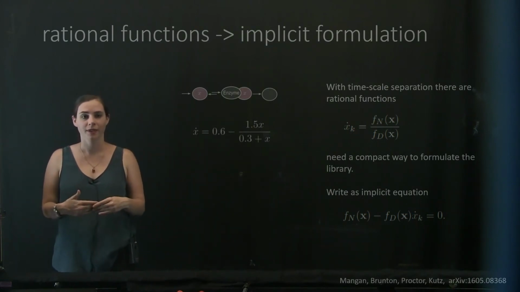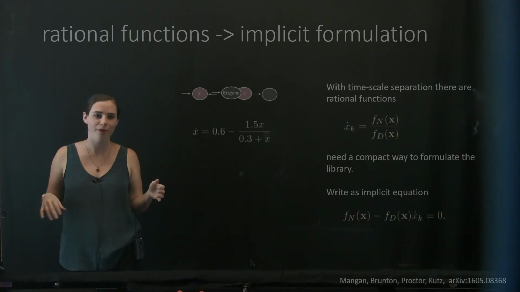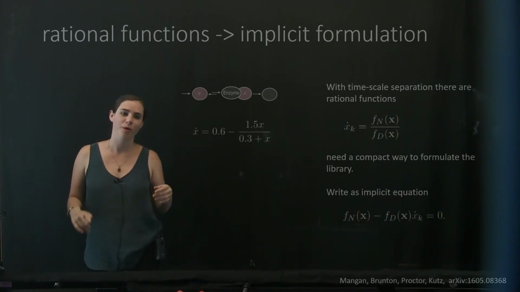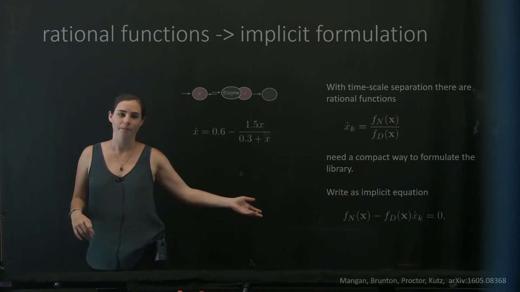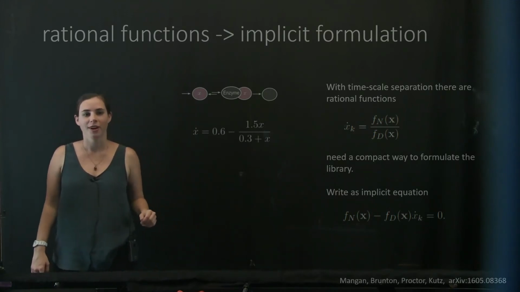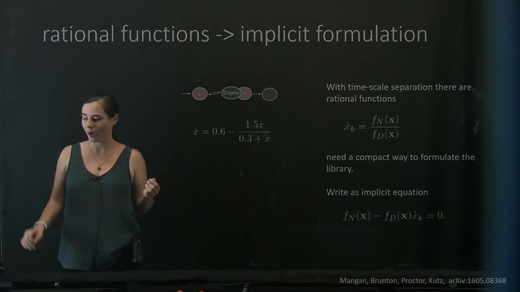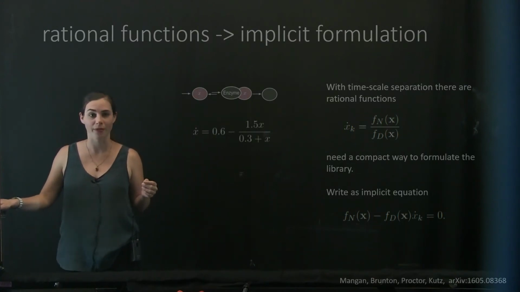So we've taken the problem that was too hard to formulate a compact library for and turned it into a problem where we can't solve for the coefficients that would select for our different functions using the same method as before. And so now I'm going to show you how we got around that.